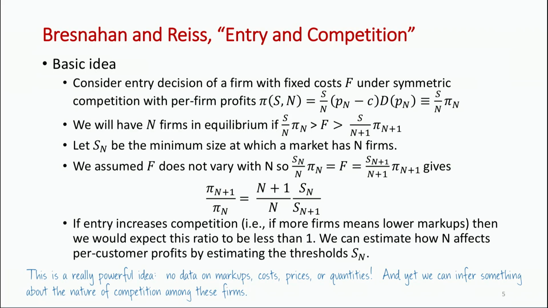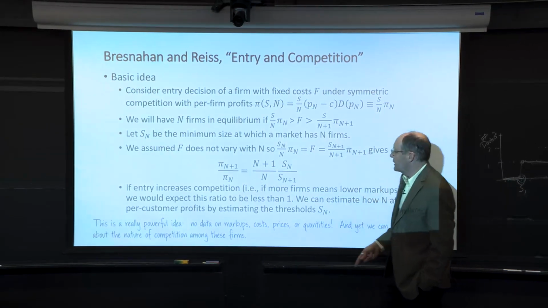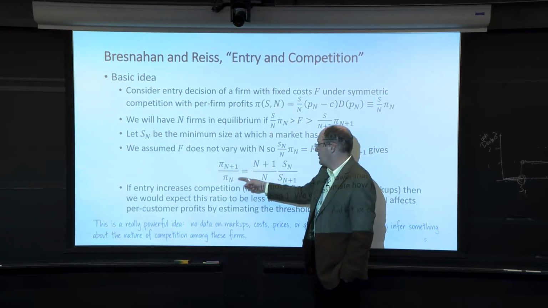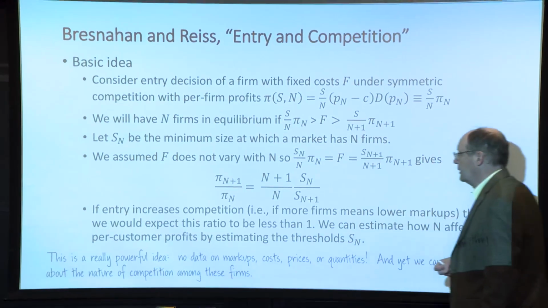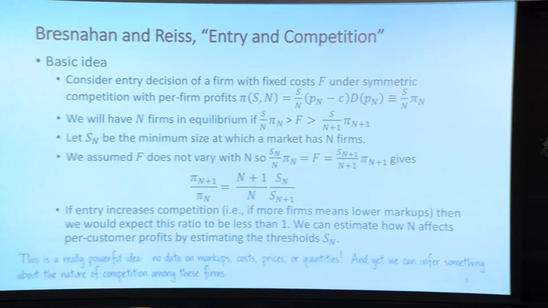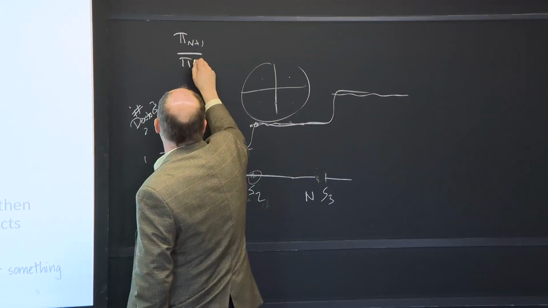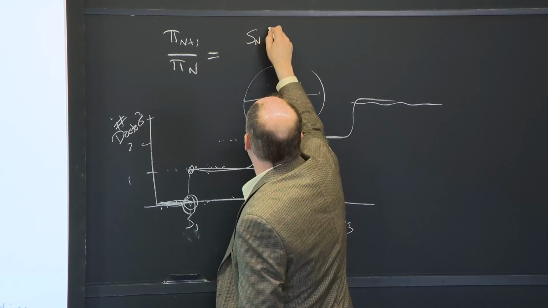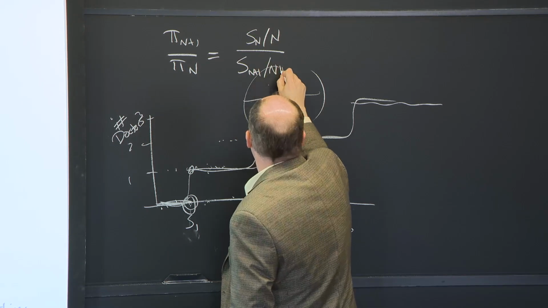And so if you just set this equal to this, and then bring the pi n down to the denominator, you get that the profit with n plus 1 firms divided by the profit with n firms is n plus 1 over n times Sn over Sn plus 1. You could also write that as pi n plus 1 over pi n equals Sn over n divided by Sn plus 1 over n plus 1.